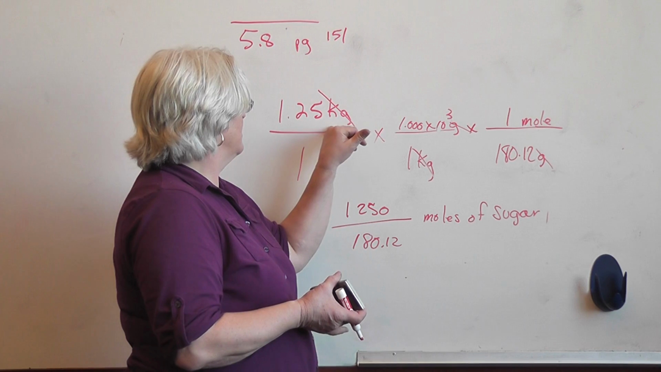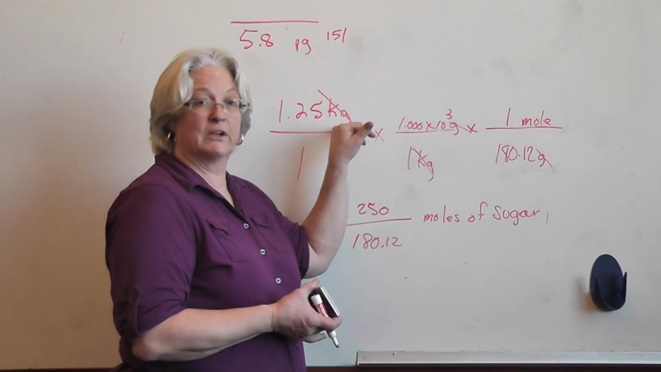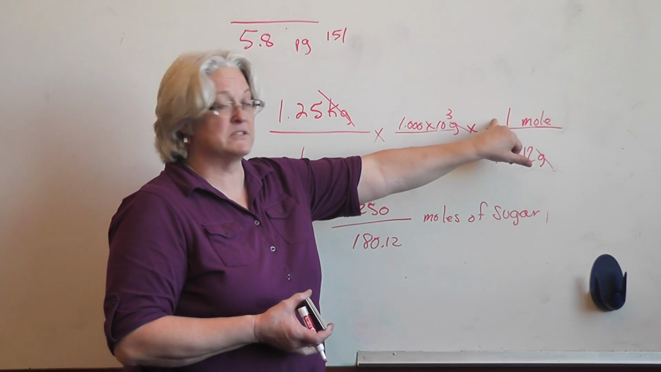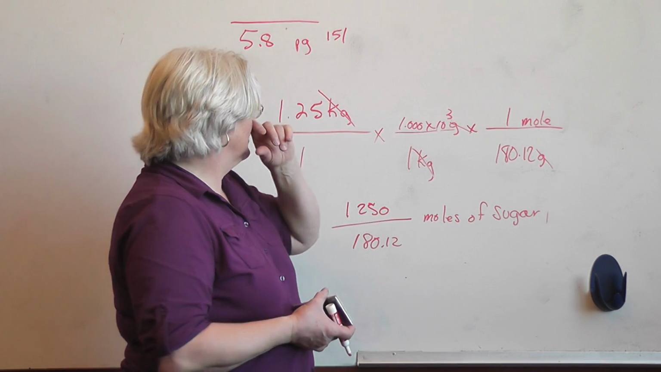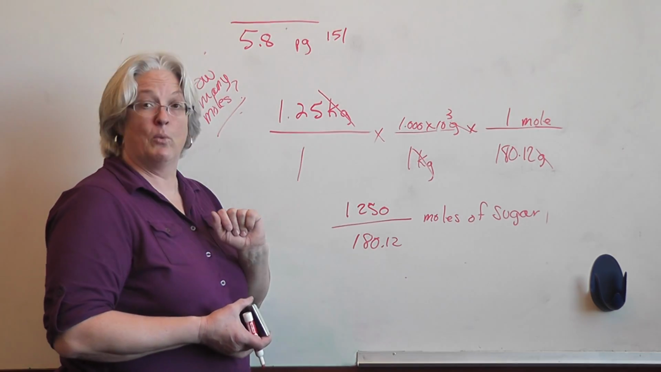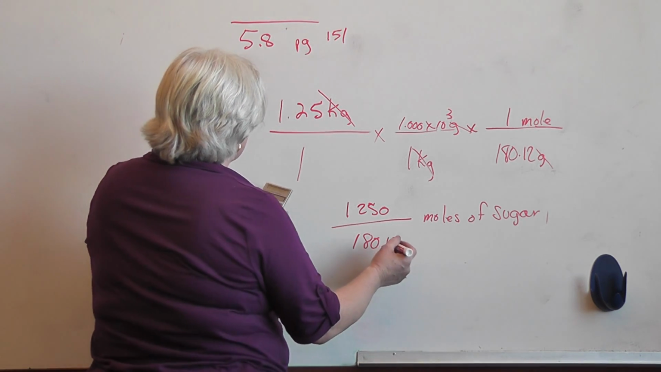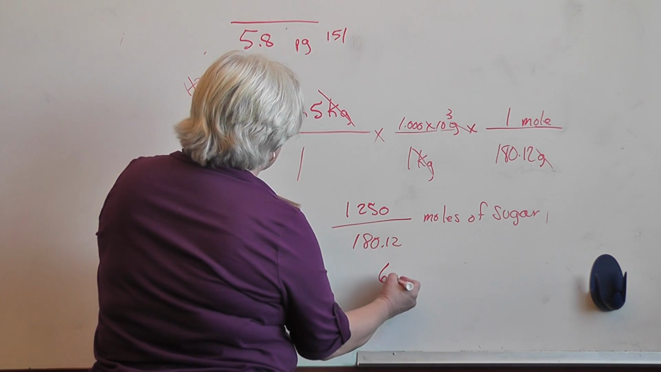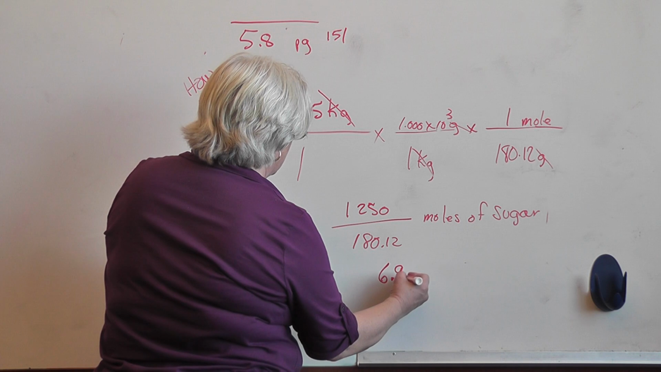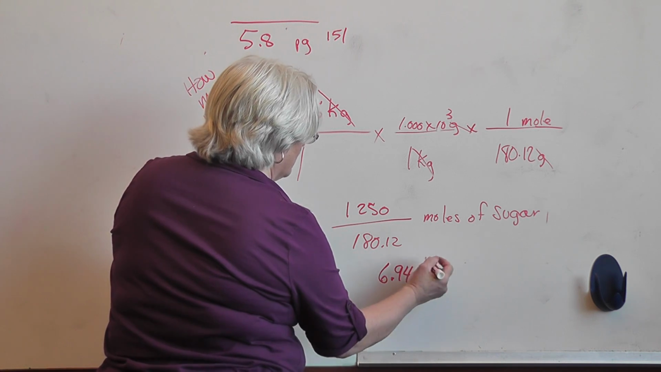The most that we have right here is 3 significant figures. This is an exact number, so we don't worry about significant figures. We're limited by the 1.25. We have 3 significant figures. So this is going to round to 6.94 moles of sugar.